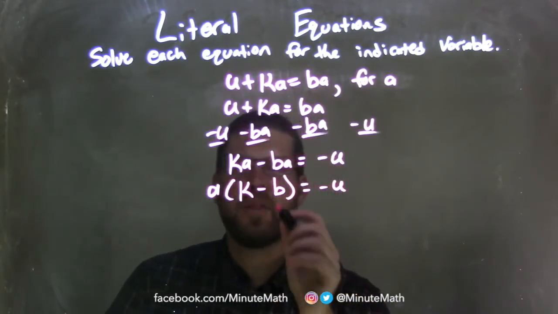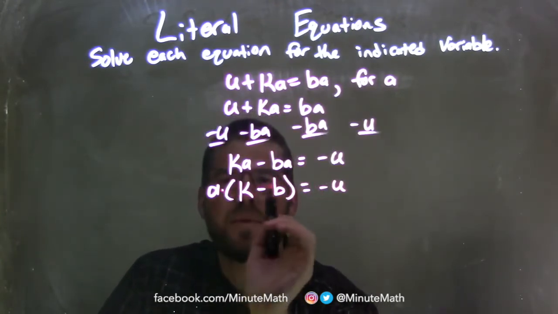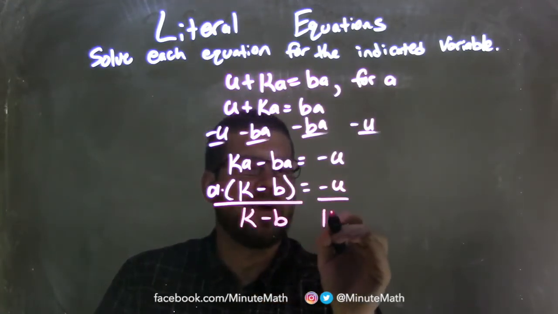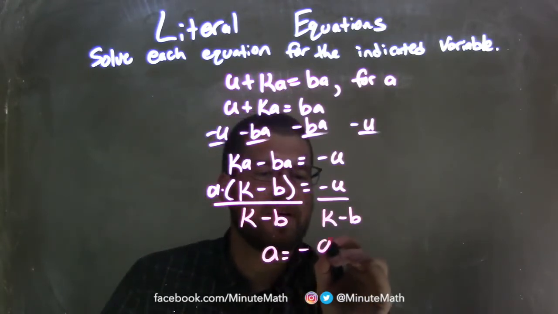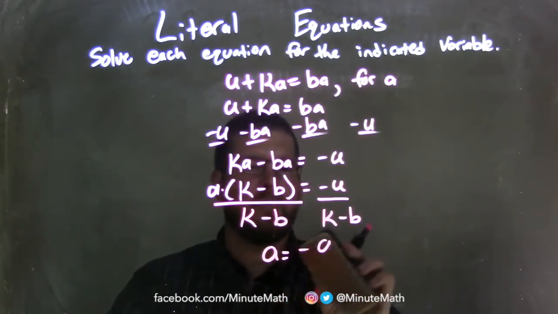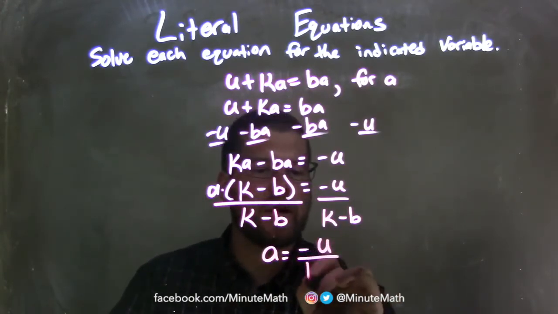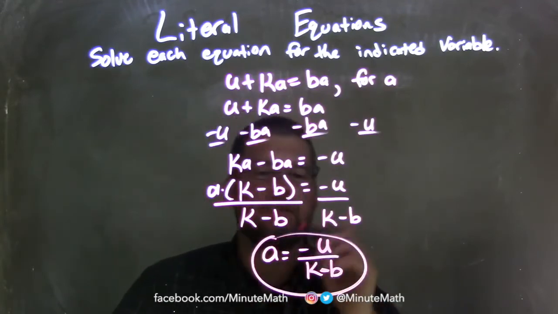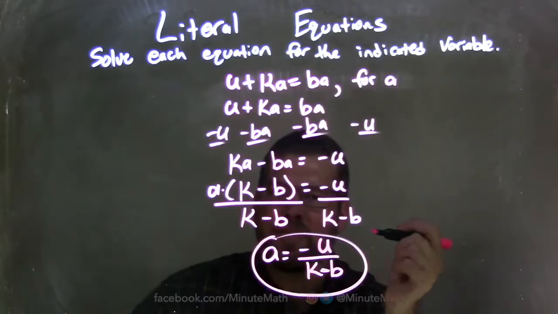Okay, so then from there, I'm about to sneeze again. I see there's multiplication. So opposite of multiplication is division, so I can divide by k minus b on both sides. And that leaves me with a by itself on the left and a negative u, which I almost wrote like, I don't know, an a or something. Negative u over k minus b, and there we go. A is all isolated, and so we have a equals negative u over k minus b, and that is our final answer.